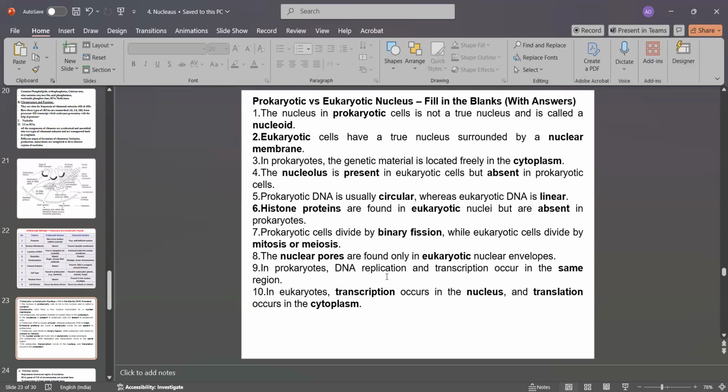In prokaryotes, DNA replication and transcription occur in the same region. In eukaryotes, transcription occurs in the nucleus and translation occurs in the cytoplasm. These are also the major important differentiations, or short questions, in the blanks.